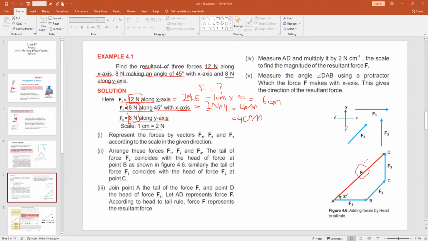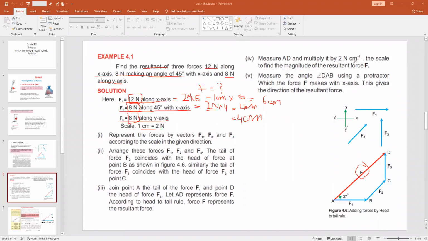So we have to add all these vectors, and this resultant vector basically gives us the magnitude of all these three vectors. Then we have to measure this angle with the help of a protractor. So this angle basically gives us the direction, that is 37 degree.